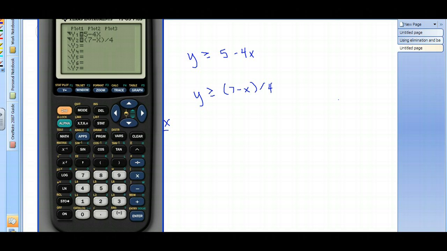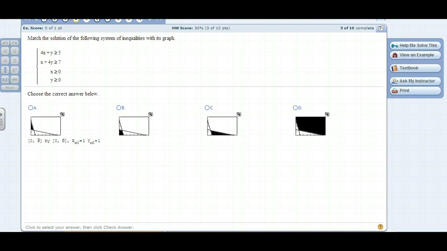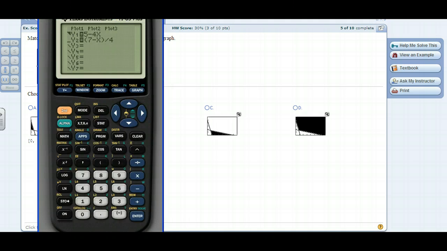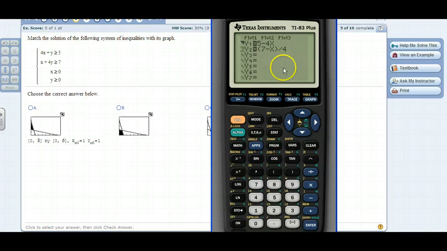Now, the other two parts of this problem, x is greater than 0 and y is greater than 0, you can handle in your window. For x to be greater than 0 means we can't go down to negative 10, so we'll put a 0 here. So this goes from 0 to positive 10. All of those satisfy greater than 0. Go down to your y minimum. Y has to be greater than 0 also, so no negatives. So start at 0 and now graph it.